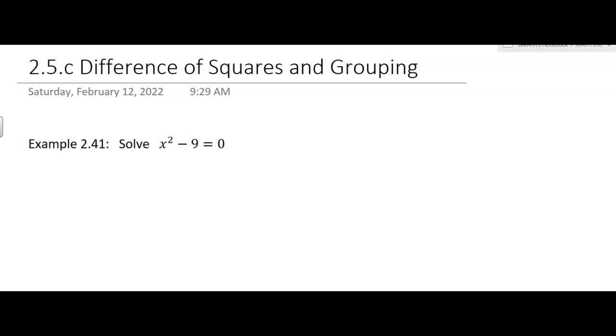So we're still factoring by grouping here. We just have two different types of grouping. So if you remember, this is the difference of squares. So it factors into x plus 3 and x minus 3.